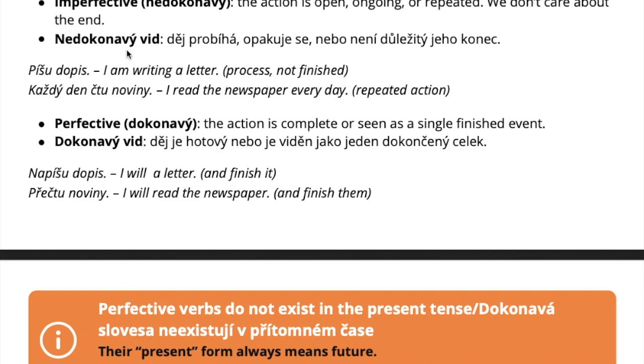Například, I am writing a letter. Píšu dopis. So that's describing the process. It's not really a finished action. It's like I am writing a letter right now. Or this Czech sentence could also be translated as I write a letter. For example, I write it every week, I write it once a year, and so on.